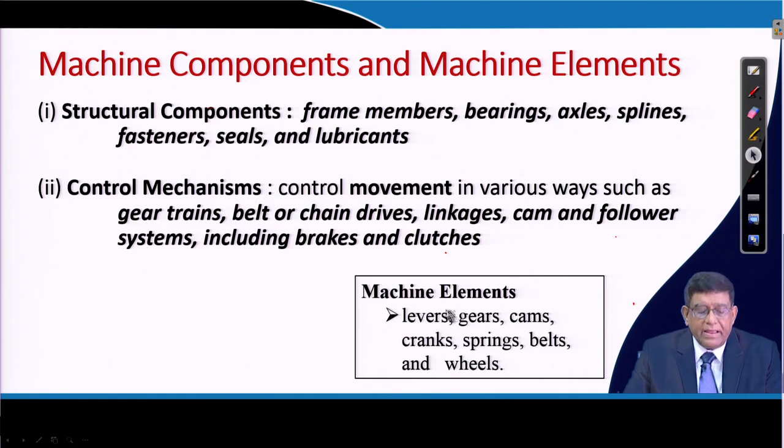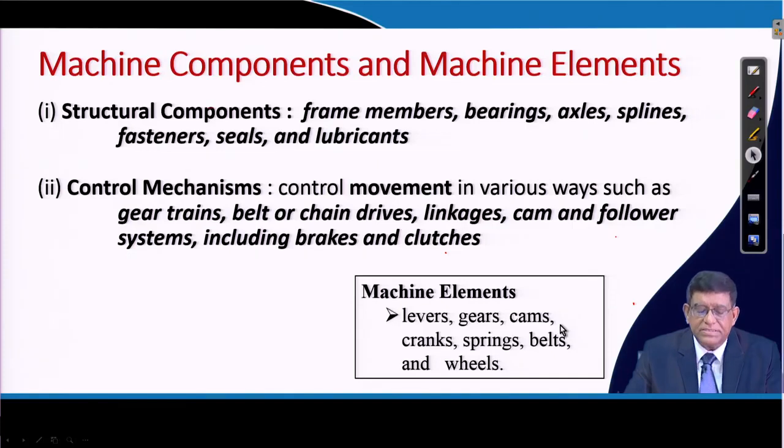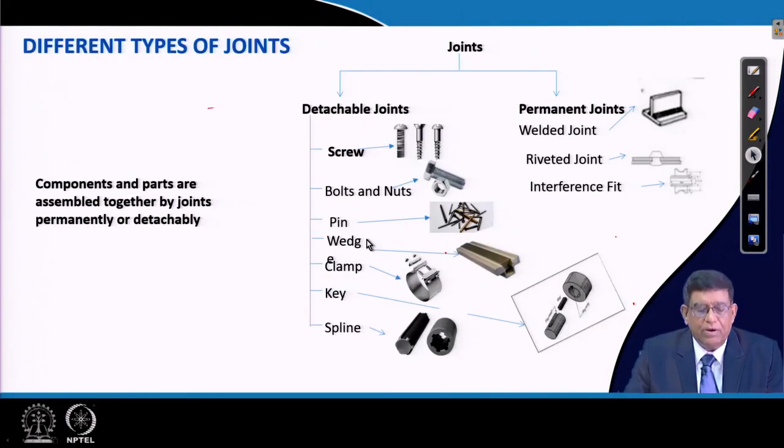Now, in machine elements there are levers, gears, cams, cranks, springs, belts and wheels, which you study in your second year mechanical engineering papers. These elements are taught, and then machine parts you need to know. In your engineering drawing class, you might have drawn nuts, bolts, screws, keys, and then some of the main components of basic parts like crankshaft, excavator buckets, coupling, clutch. These are some of the basic components. Depending on the specific machinery, you will have to learn.